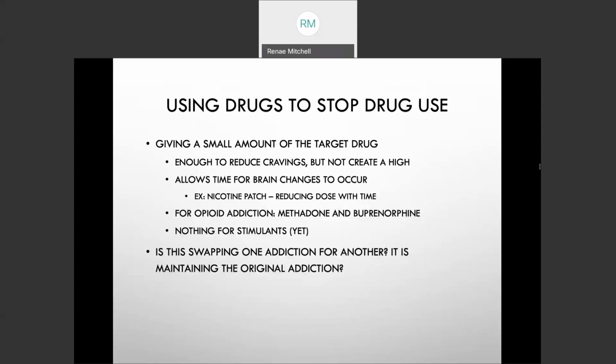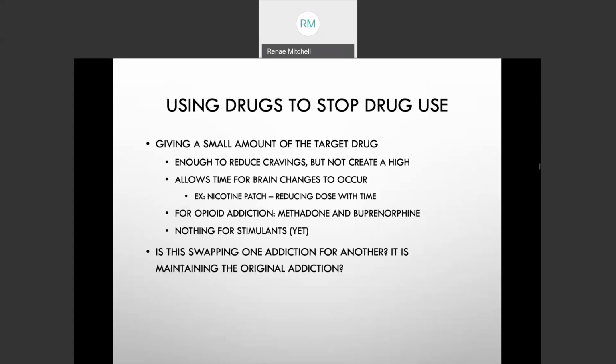And so, because of the way that the body adapts and responds to drug use, and the development of tolerance and the experience of withdrawal, sometimes drug users who want to stop using drugs are given small amounts of the drug in order to reduce the cravings they're experiencing, but not an amount that recreates the high or the pleasurable sensation. The idea here is that it allows time for the brain to adapt back to homeostasis, or a state of being before drug use.